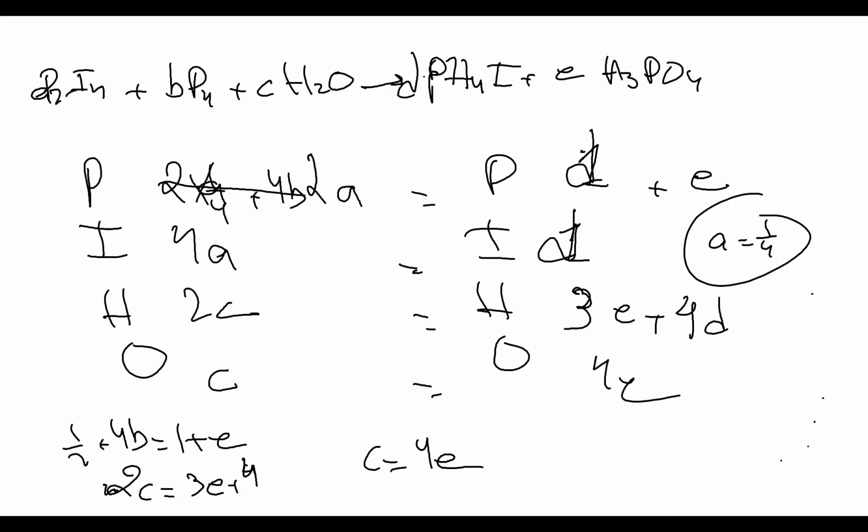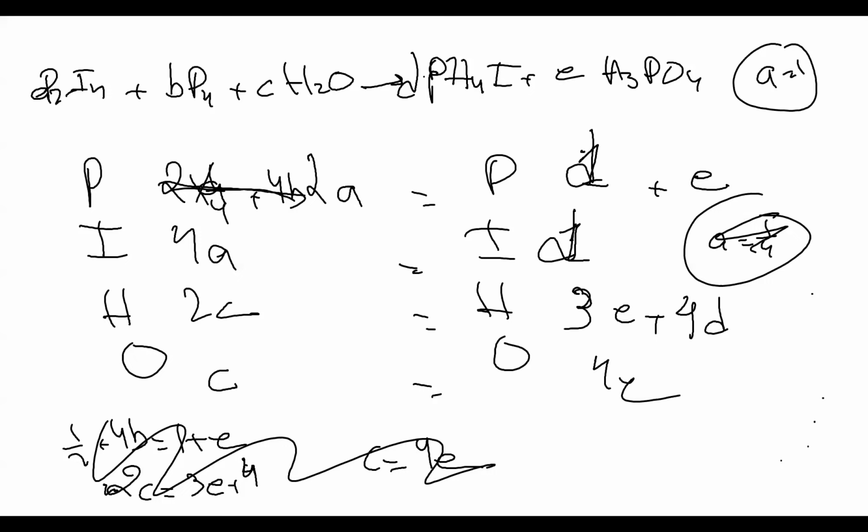2A equals D plus E. A equals D, guys. I mean, 4A equals D. 2C equals 3E plus 4D, C equals 4E. Now here, in this moment, we have to take one of them equal to 1, so here we take A equals 1. Why? Because we cannot find any system, we cannot find anything.